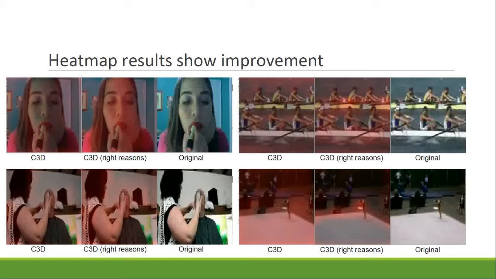So as you can see, our goal was to create a more generalizable network that focuses on the regions of motion to make its predictions, and the heat maps show that we were successful in creating this network.